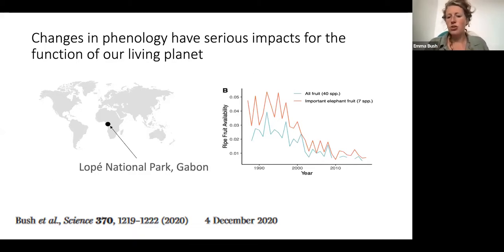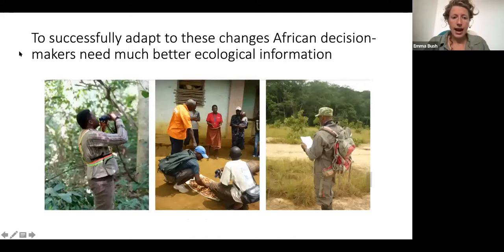We've got loads of questions coming out of this research as to how the rest of the ecosystem and people who depend on the forest are going to be impacted by this change. And there's strong evidence that this has occurred because of change in the climate at the site. To successfully adapt to these changes, it's becoming clear that African decision makers need much better ecological information on which to make decisions.